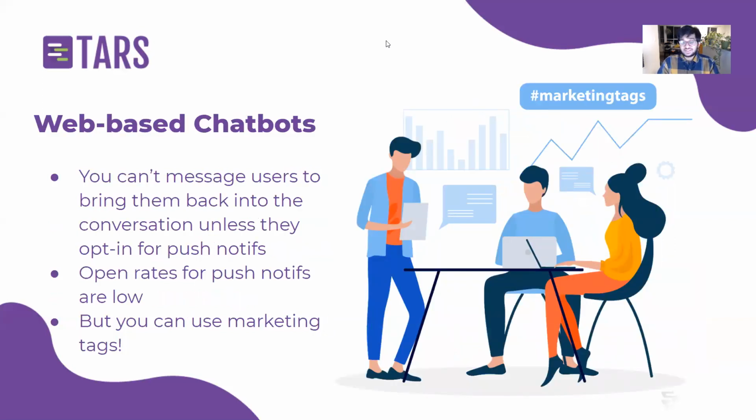So, moving on to web-based chatbots, I think that's a good point to move over to web-based chatbots. You can't message users to bring them back into the conversation unless they opt in for push notifications, which is definitely a possibility. But as I mentioned, push notifications don't have a very high open rate. When was the last time you clicked on a web push notification? It's comparatively a very low open rate. But again, on the pro side, you can use marketing tags. So if you want to add a Facebook pixel, if you want to add Google Ads conversion tracking onto your web-based chatbot, you can do that because, at the end of the day, under the hood, even though it looks, feels, and behaves like a chatbot, it's just HTML, CSS, and JavaScript. It's just a regular web page.